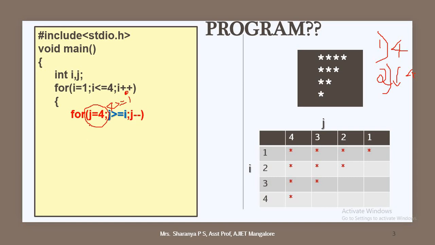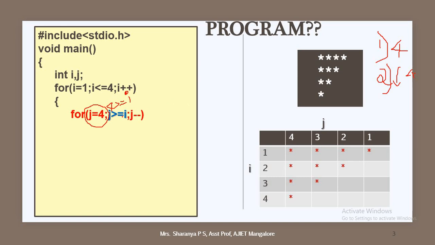Just make a note: whenever there is less than or equal to, we normally prefer the increment operator. When it's greater than or equal to, we normally write the decrement operator. That is, we have started with the highest value and we will keep decrementing that value. As we see here, the display is 4, 3, 2, 1. That's why we have decremented this j value.